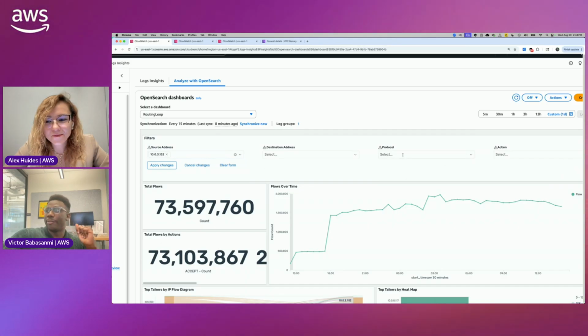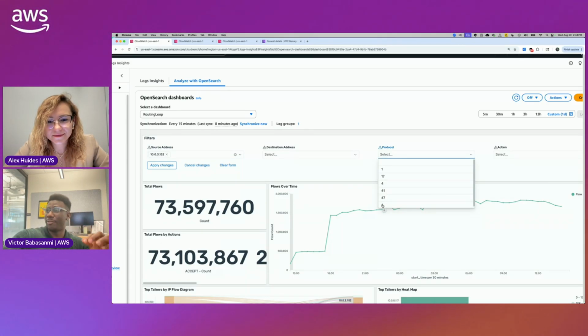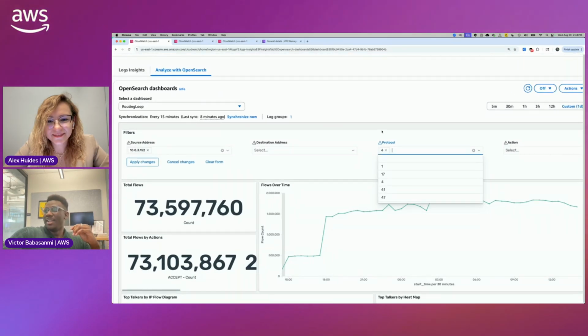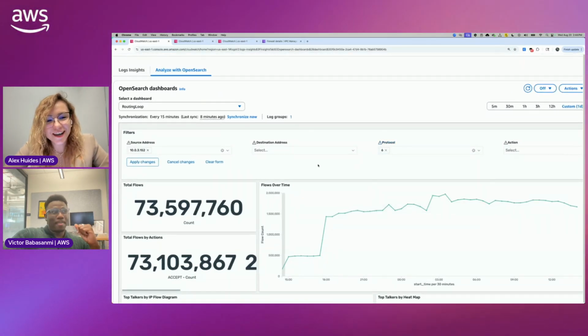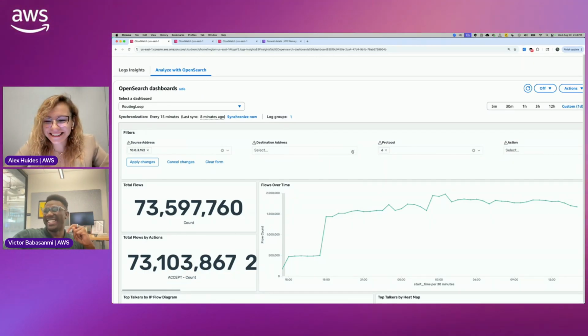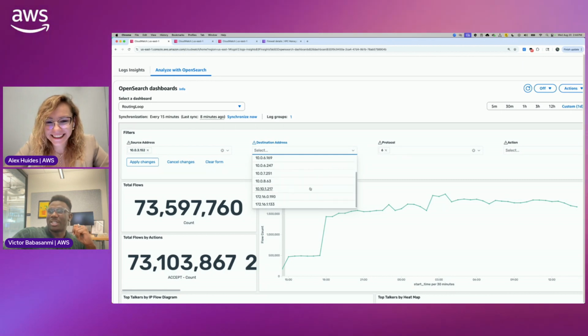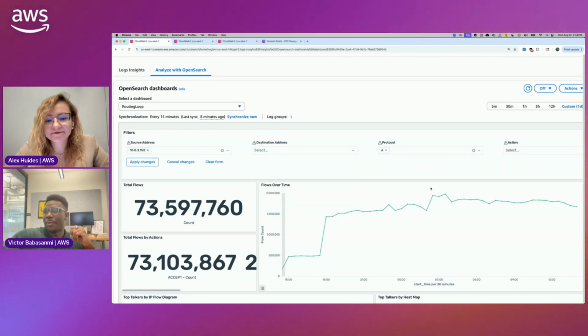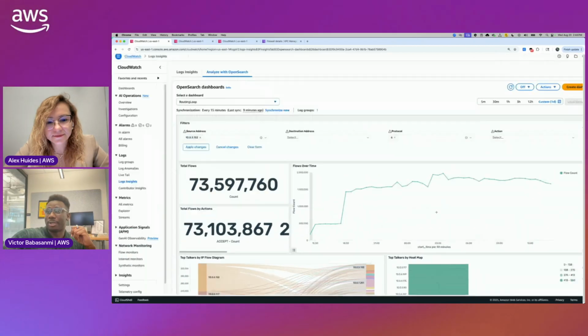I can see I want to filter for just TCP traffic, which should be protocol 6. I don't know if you can see that. Yeah. Nice. So you gotta know your protocol numbers. Good one. As well as if I knew the destination I was sending traffic to, I could select that as well. But already you can see that I'm able to filter for just that IP.